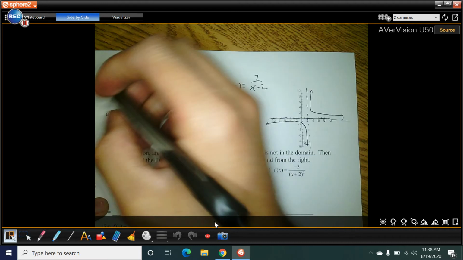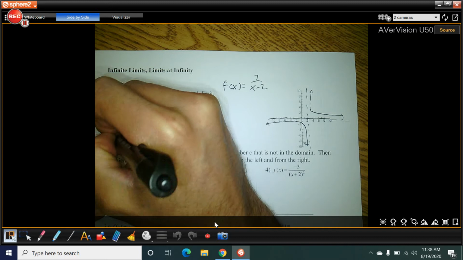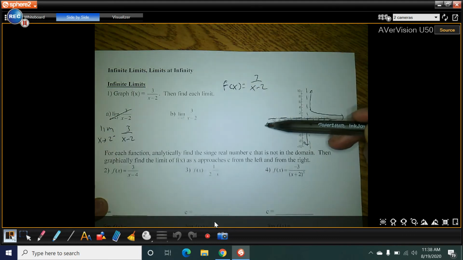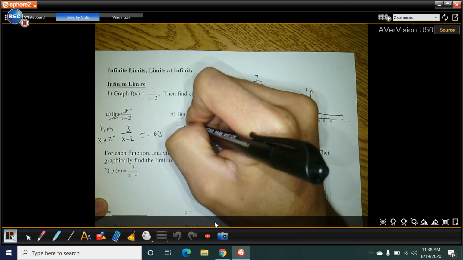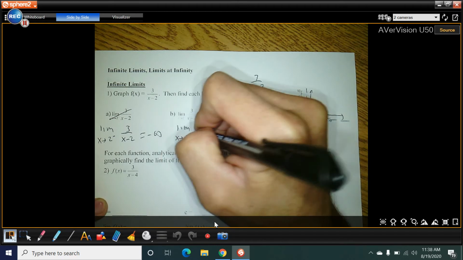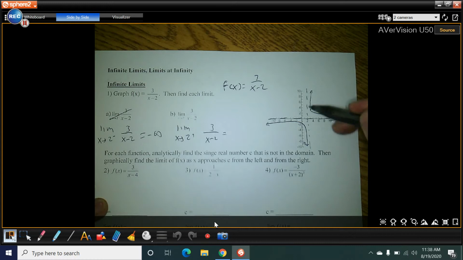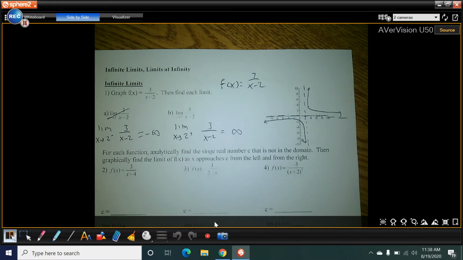That's a little hard to read, but this one right here basically says what is the limit as x approaches 2 from the negative side of 3 over x minus 2. So that means that from the negative side, as I'm approaching 2, I am going towards negative infinity. And this one says what is the limit as x approaches 2 from the positive side of 3 over x minus 2. So from the positive side, as I approach 2, I am going towards infinity. So here's what I mean by infinite limits. Your answer is going to be infinity.